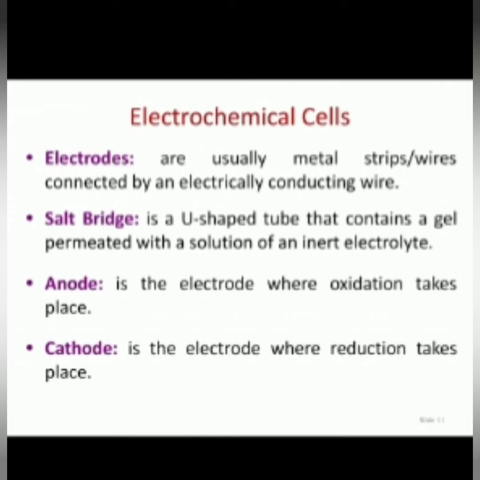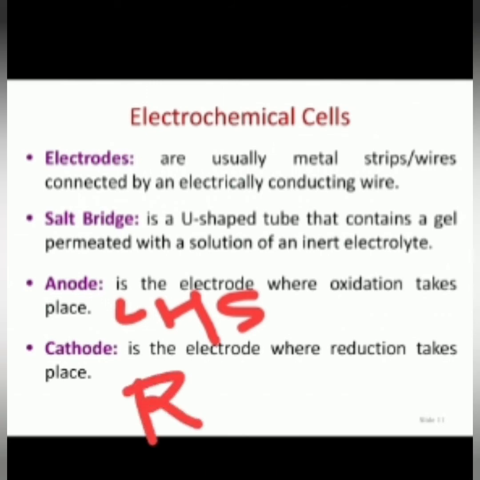Next, anode. Anode is the electrode where oxidation takes place, and it is placed on the left hand side of the cell. Cathode. Cathode is the electrode where reduction takes place, and as per the IUPAC convention, it is placed on the right hand side of the cell.